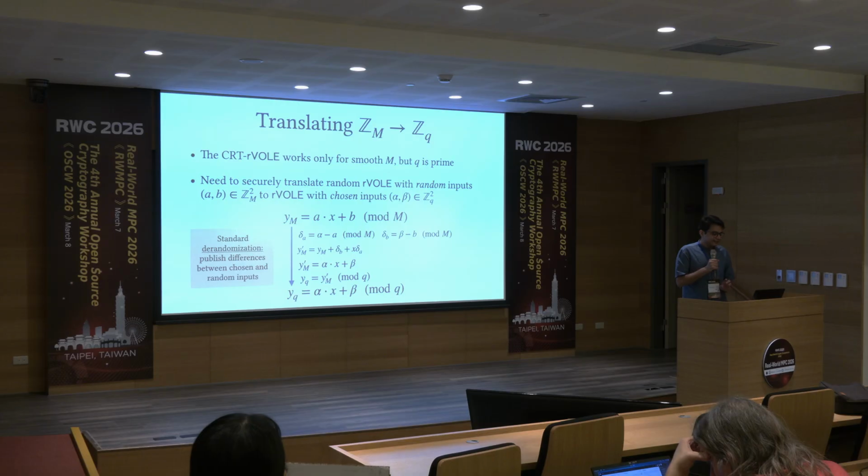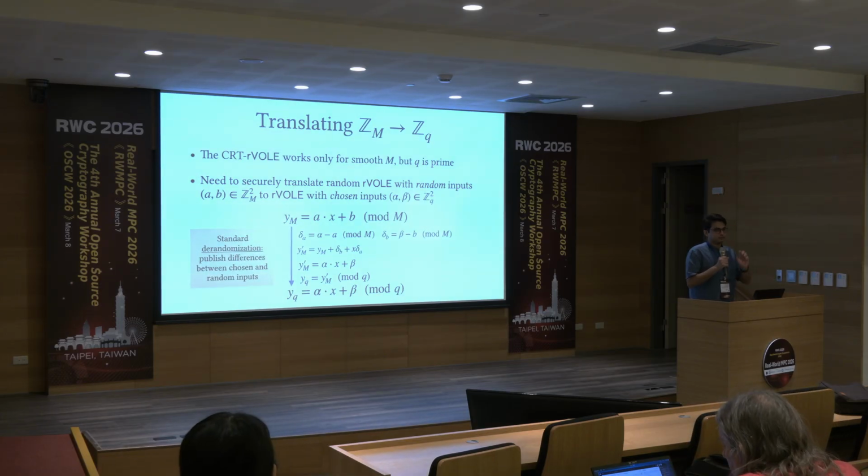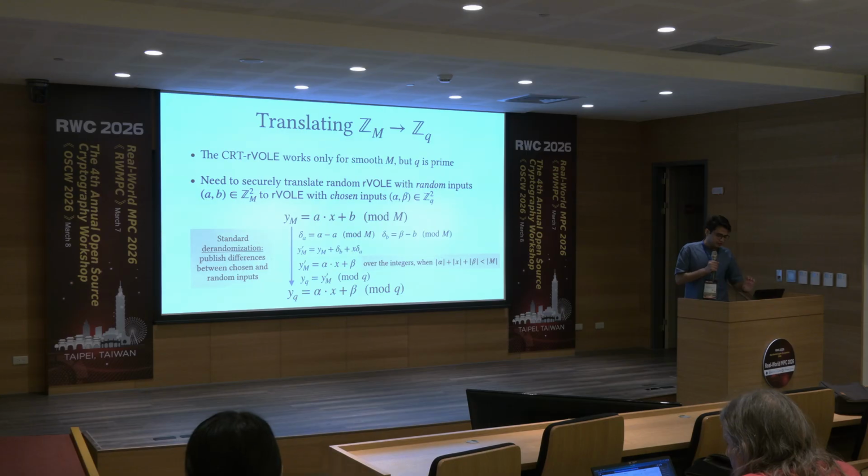And VOLE de-randomization is a fairly standard thing: you just publish the difference between a chosen input and a random input. The important thing for this particular de-randomization is that we really need the correlation to hold over the integers. So we take a correlation over a large modulus M and then reduce it mod Q and hope that it still works. And it still works as long as we haven't overflowed over M.